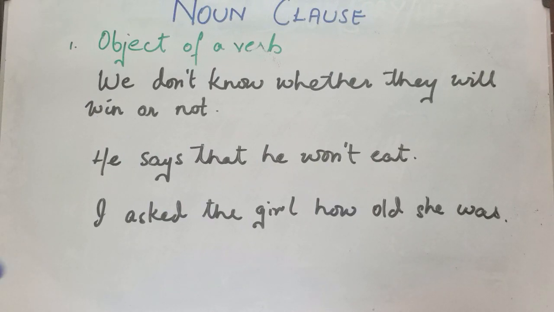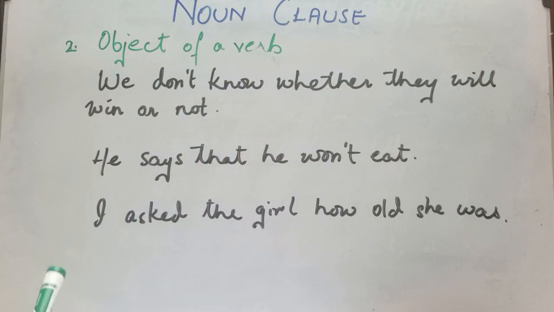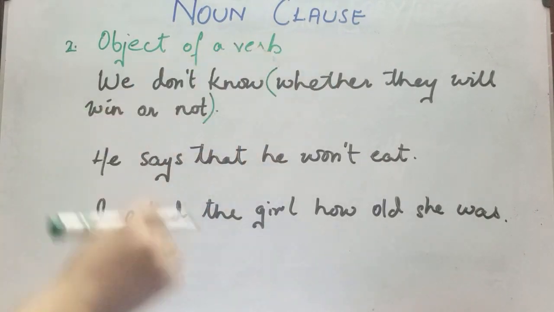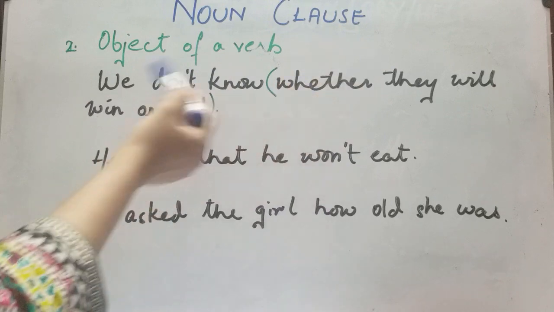Okay, next we have object of a verb. Now look at the sentence carefully. We don't know whether they will win or not. Now your subordinating conjunction is in the middle of the sentence. So we are going to look from here. The clause is this, whether they will win or not. We don't know. We don't know what? Simply, when you are trying to convert it into a sentence, you ask a question from yourself. We don't know what. We don't know whether they will win or not.